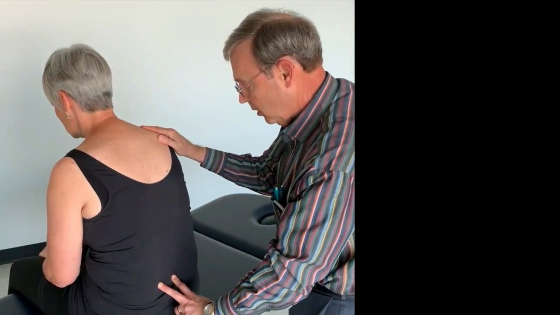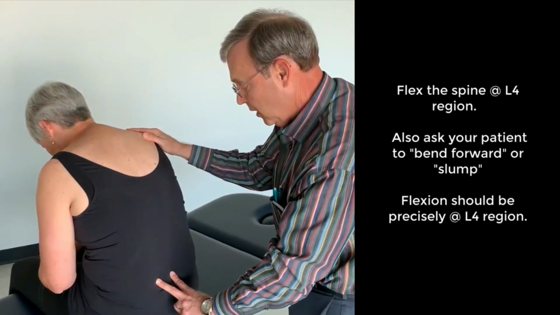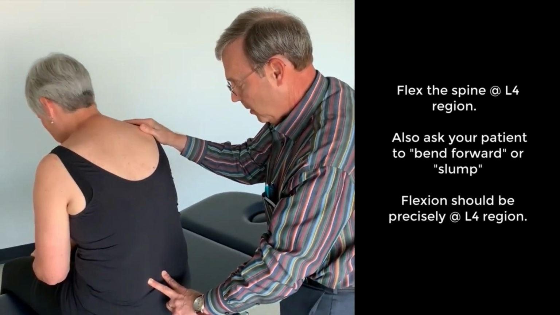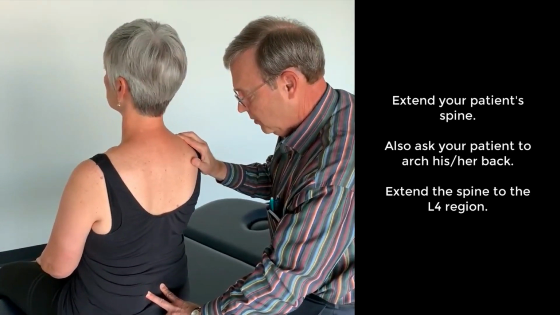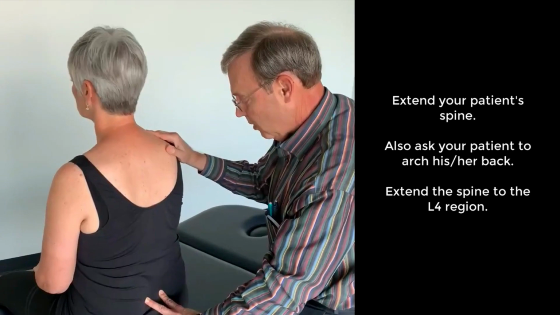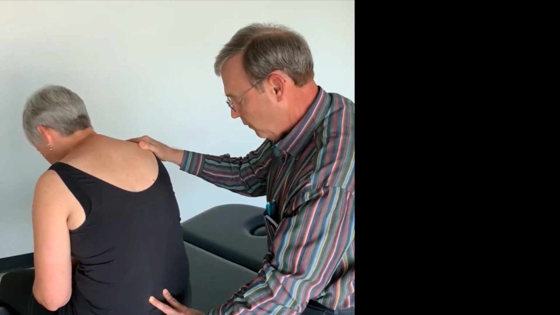Flex the spine at the L4 region. Determine if flexion of the spine makes the asymmetry improve or extension of the spine makes the asymmetry improve.